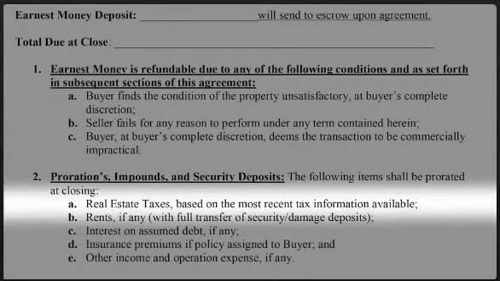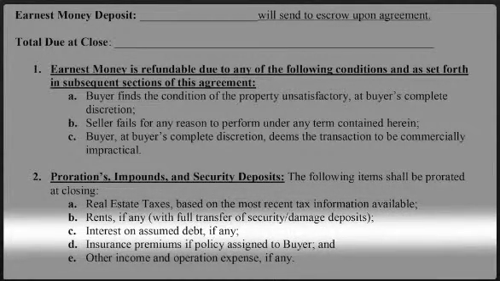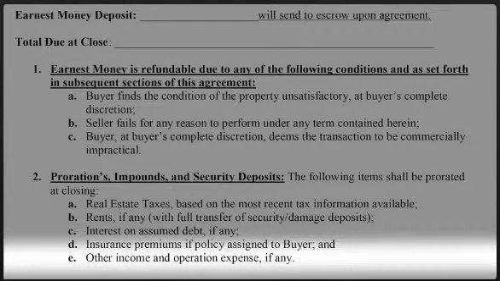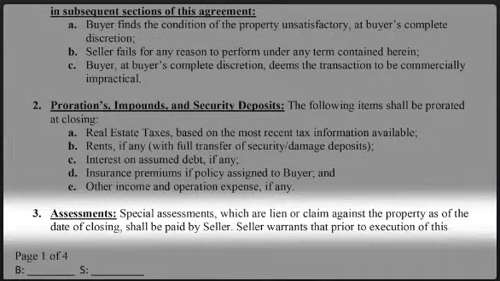But this is what I use, so I've done really well with it. So 2A, real estate taxes based on the most recent tax information available, rents, if any, interest on assumed debt, if any, insurance premiums, if policy assigned to buyer, any other income and operation expense. Again, that's something that your closing, your title company or real estate attorney will help you with on any of that. The special assessments, again, if there's any liens on the property, the seller will have to clear those up.